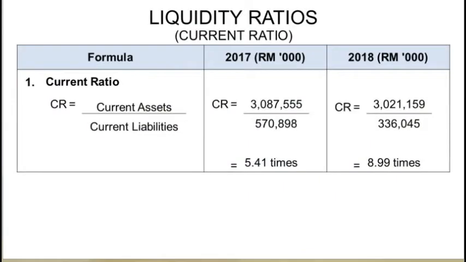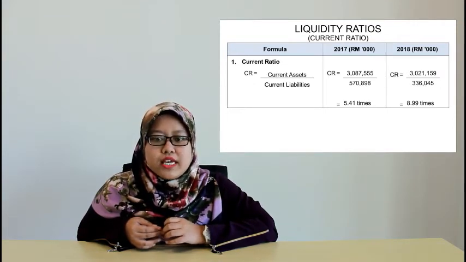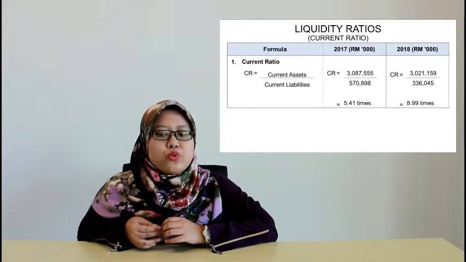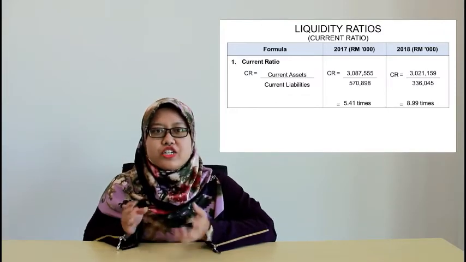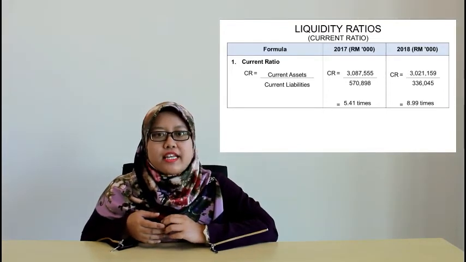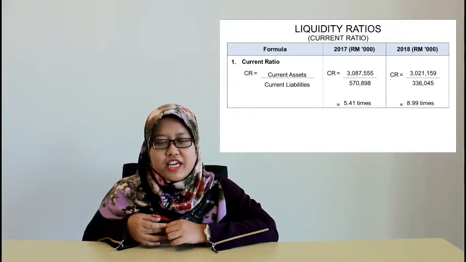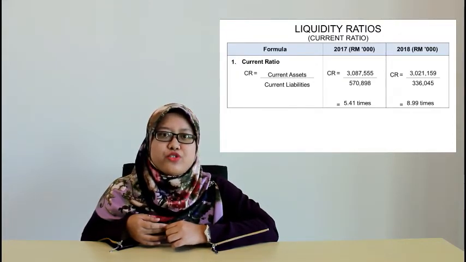So for the company that we chose, which is MAHB, from the table given, the current ratio for MAHB in year 2018 is higher than year 2017, whereby the current ratio for MAHB in year 2018 is 8.99 times as compared to year 2017 by 5.41 times. It shows that MAHB is more capable to pay short-term liabilities in year 2018 than year 2017. From this comparison, we can assume that MAHB is able to pay its short-term liabilities in a timely manner, which results in the increment in their current ratio.